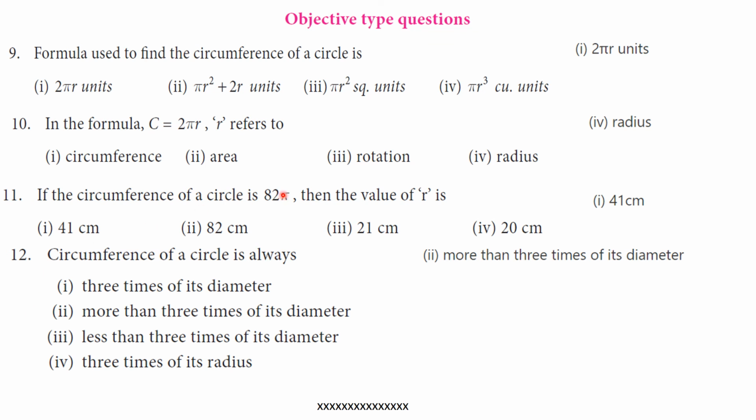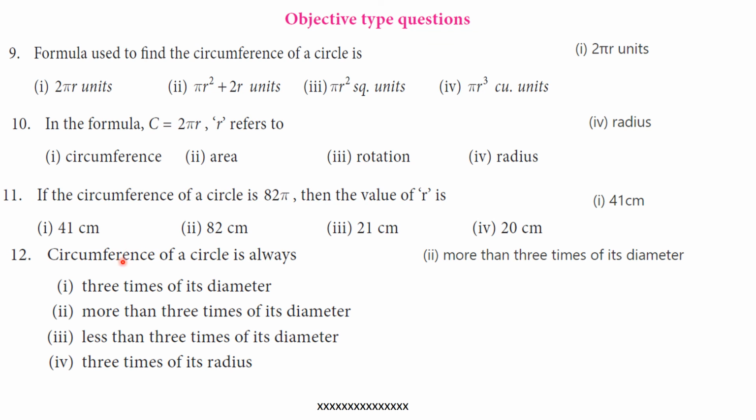Next, one word questions. Formula used to find the circumference of a circle. Already we know that it is 2 pi r units. So C equal to 2 pi r, where r refers to radius. If the circumference of the circle is 82 pi, find the value of r. 82 pi means 2 pi r equal to 82 pi, or pi d equal to 82 pi. Pi and pi cancel, so d equal to 82, so r equal to 82 by 2, 41 centimeter.